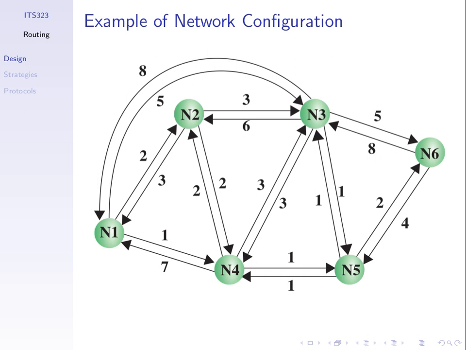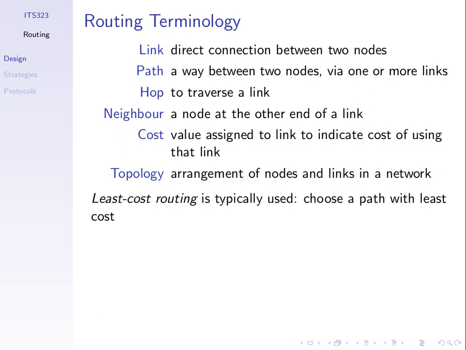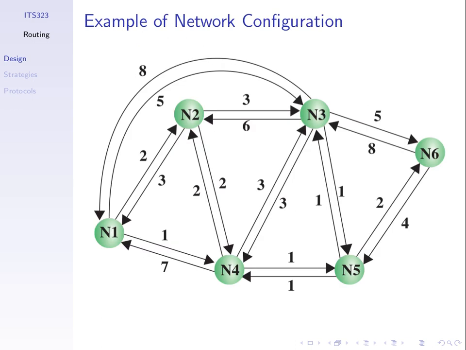To traverse one link is to make one hop. So we often measure hops, talk about hops. This is one hop. To go from N1 to N6 on the path 1, 4, 5, 6, there are three hops. So we often talk about hops, the number of links we traverse along that path. Next, a neighbor. A neighbor of a node is the other nodes which this node has direct connections to, that has links to. N1 has three neighbors. The neighbors of N1 are N2, N3, and N4, because N1 has links to those three nodes.